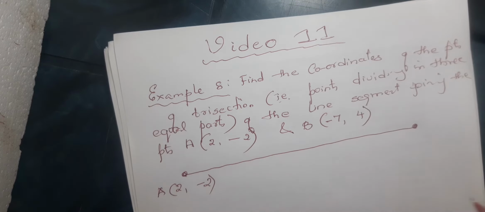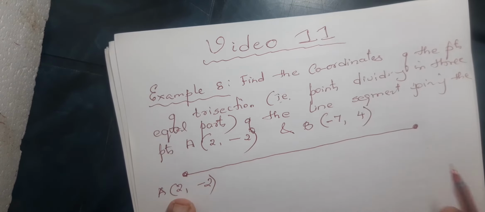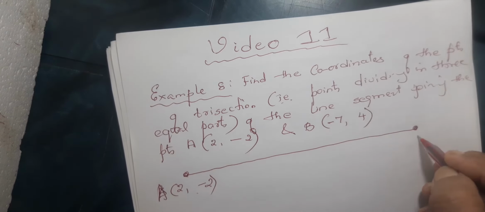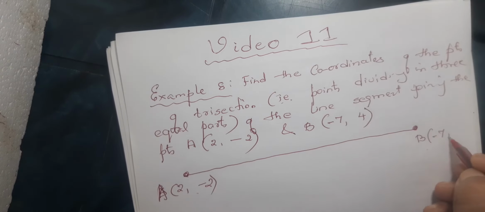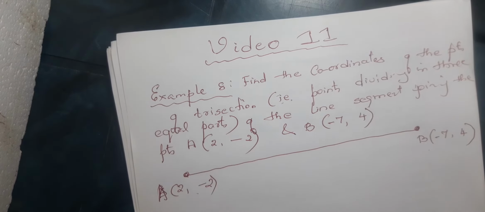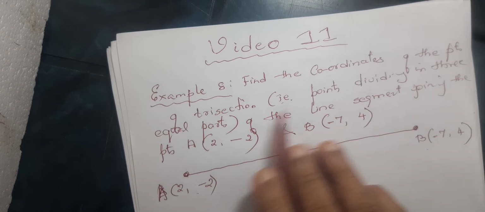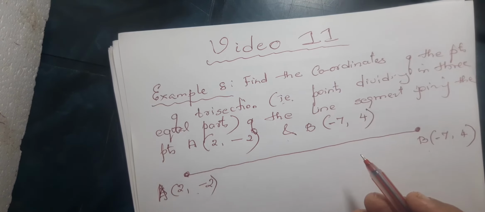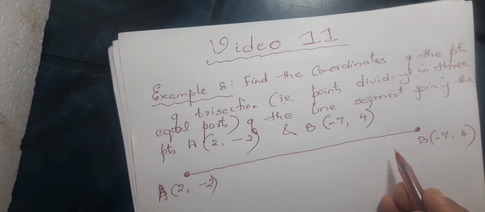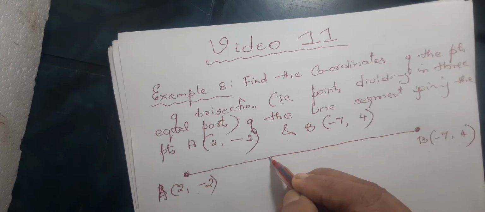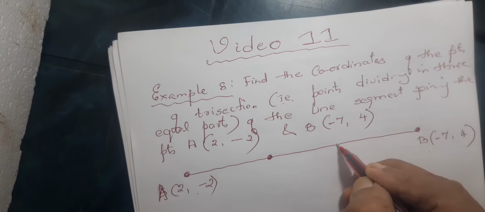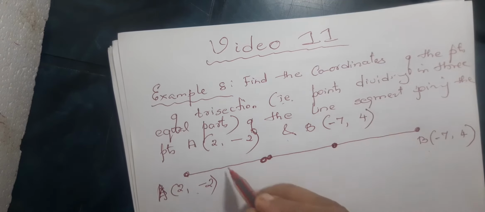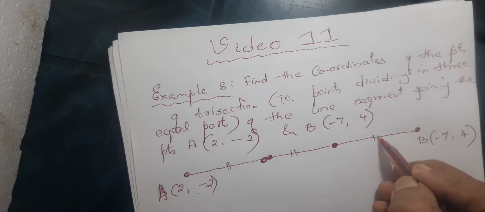So see here, I am taking the two coordinates. I am writing the names there, A and B. This is the line. So minus 7 and 4. Now they are asking you, find the coordinates of the points of trisection. Points which are dividing this AB into three equal parts. So that means there is one point here and there is one point here. Equal. This is equal to this is equal to this.